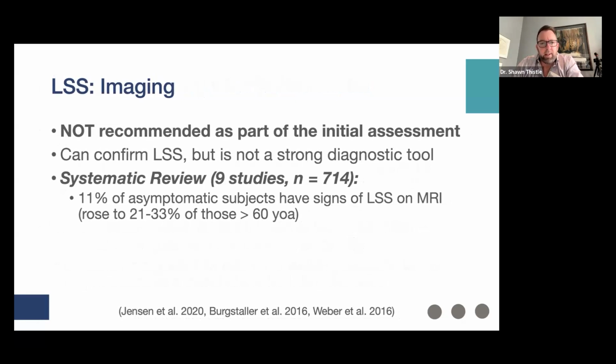Imaging, as I said earlier, is not recommended as part of the initial assessment. You can make a clinical diagnosis of lumbar spinal stenosis. Imaging can be used to confirm the diagnosis, but it is not a strong diagnostic tool. A systematic review from 2016 from Bergstaller and colleagues looked at 9 studies, 714 patients, and found, like most imaging studies do, quite frankly, that a number of asymptomatic subjects have signs of lumbar spinal stenosis on MRI. These people have no clinical symptoms.